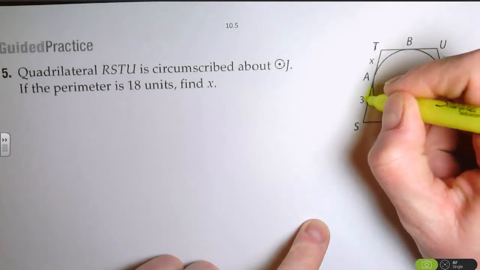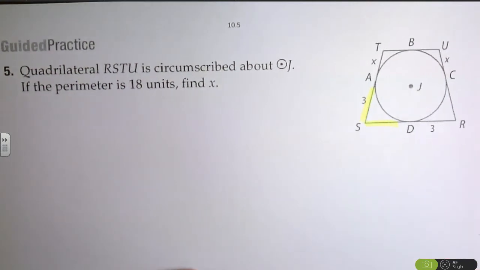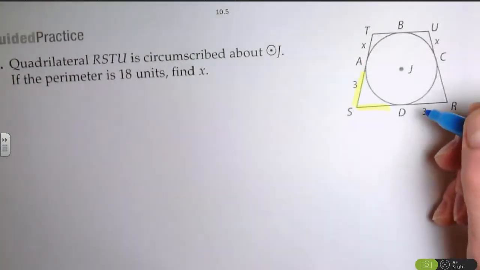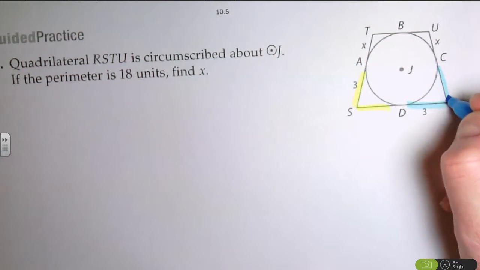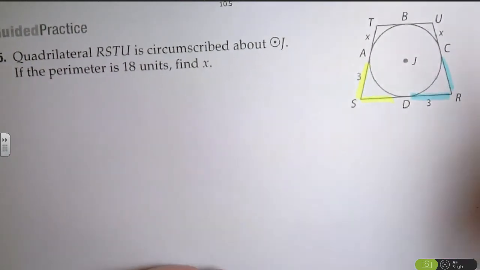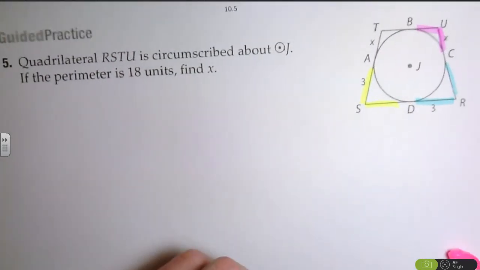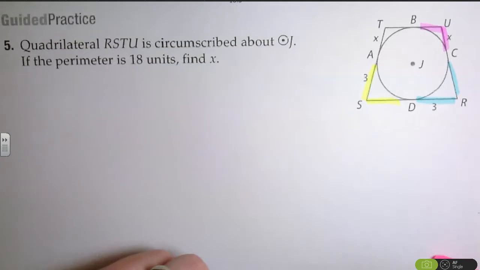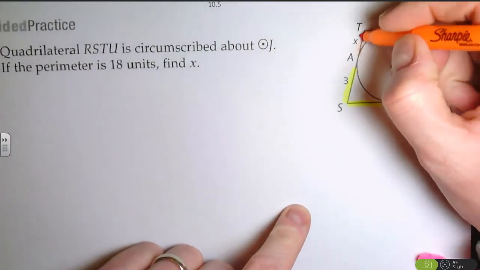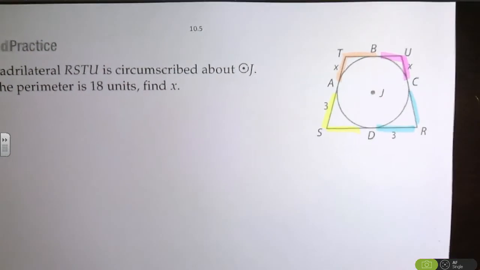So I know this and this are congruent. I know these two segments are congruent. I know these two segments are congruent. And I know that these two segments are congruent. In fact, they're congruent to the pink as well, but I'm going to call them something separate. Okay. So I know those guys are all congruent.